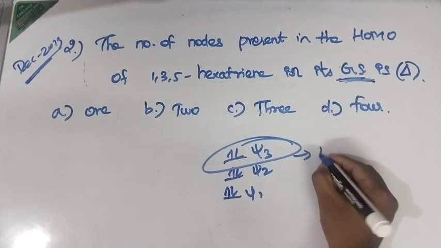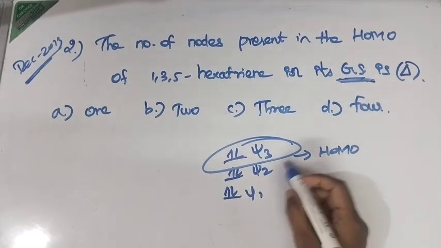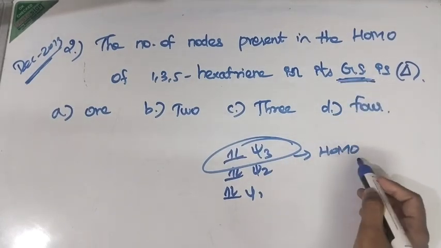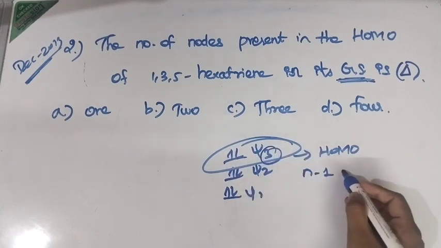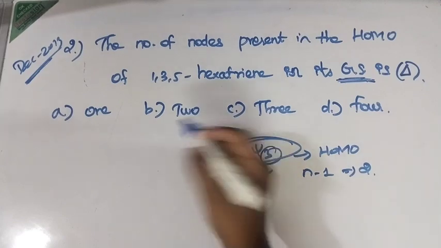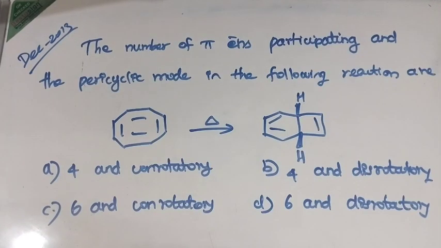psi 3 is the HOMO. Okay, psi 3 is the HOMO because they have asked in ground state. If psi 3 is the HOMO, the number of nodes is given by the N-1 formula. If it is 3, then N-1 is equal to 2. So 2 nodes. B is the option. Okay, very simple, right? Okay, the next question.